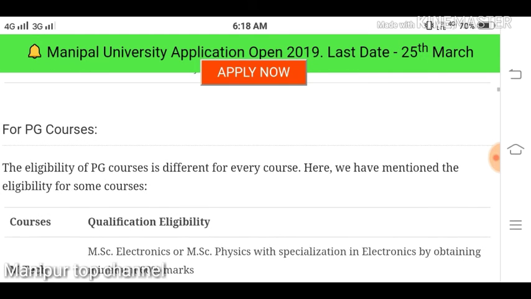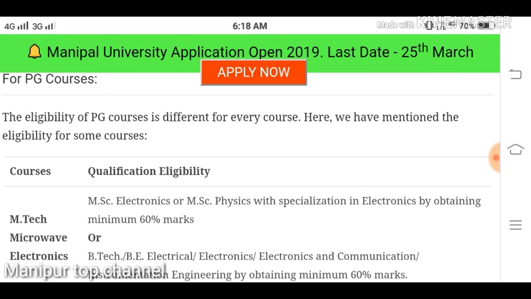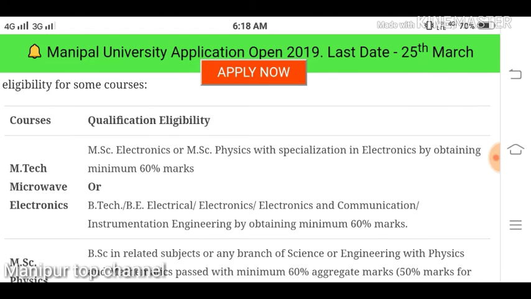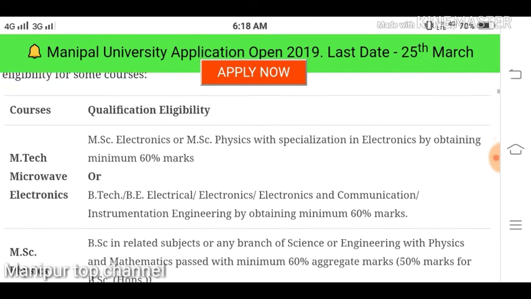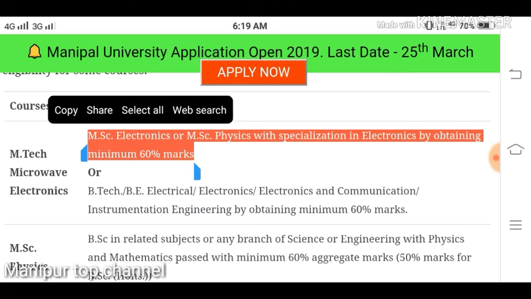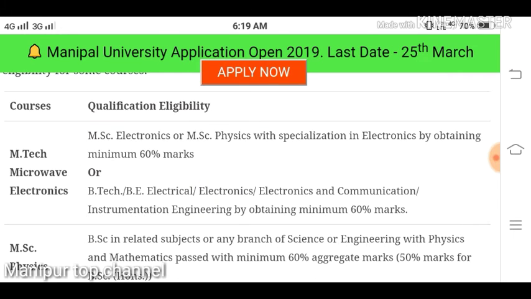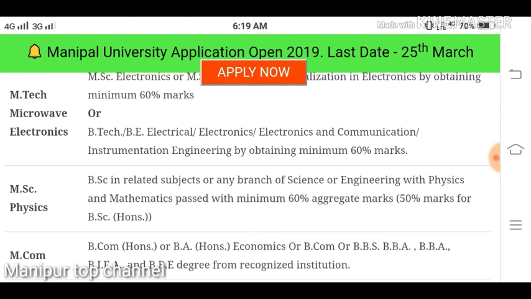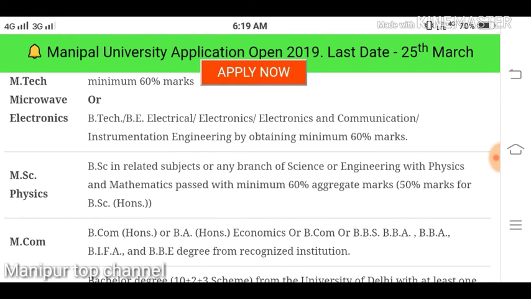And this is for the PG, the postgraduation course eligibility criteria here. For the EMT microwave or electronics, given here, 60% minimum you have to score in your undergraduate. You have to secure at least 60% marks. And for the EMS science, physics 60%.